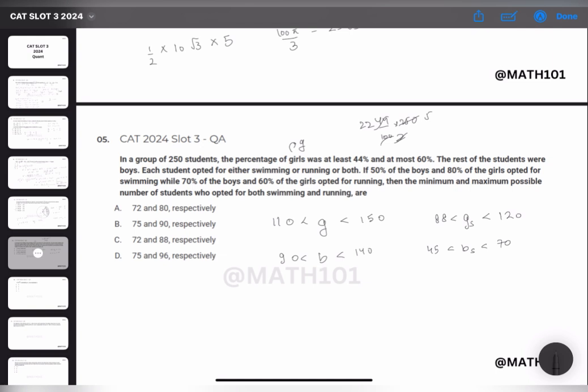While 70% of the boys and 60% of the girls opted for running. So girls who opted for running is less than 90, which is 60% of 150, and greater than 60% of 110, which is 66. And boys who have opted for running, 70% of 140 would be 98, and 70% of 90 would be 63.